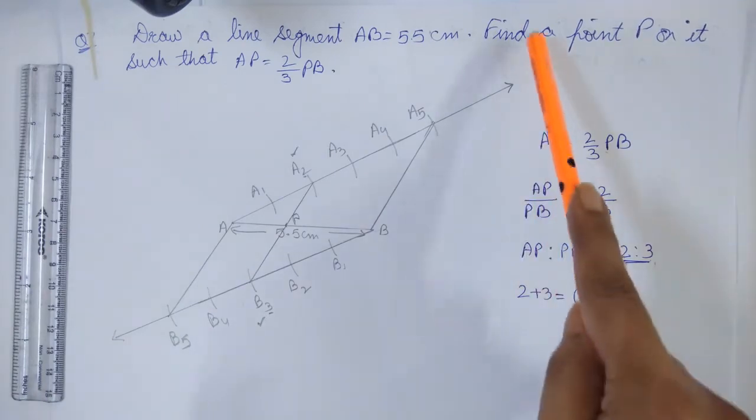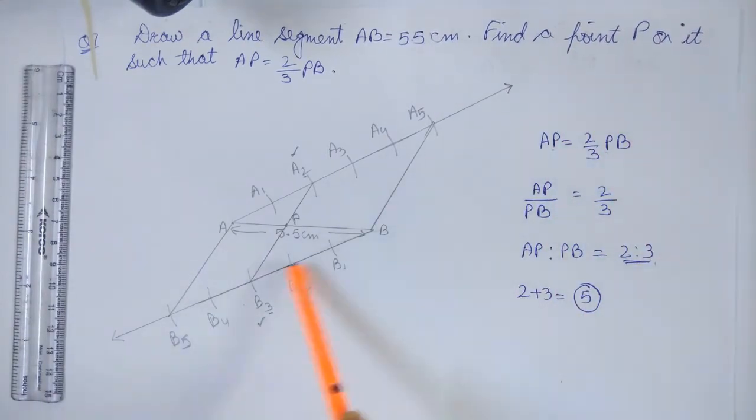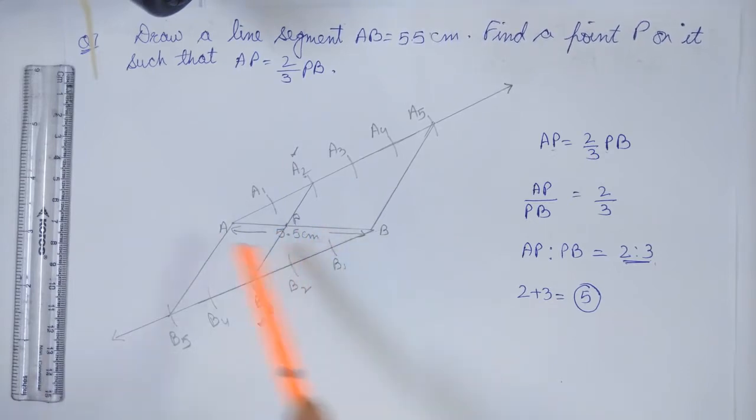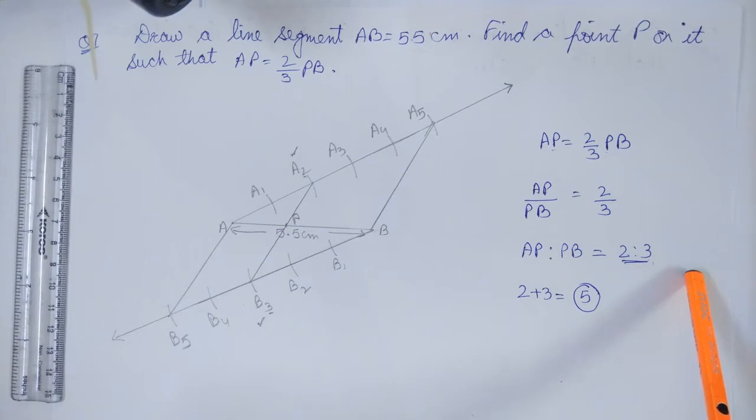Now what is in the question? Find a point P on it. So we have taken the point P over here, and AP ratio PB will be equal to 2/3. Okay, is it clear to all of you?